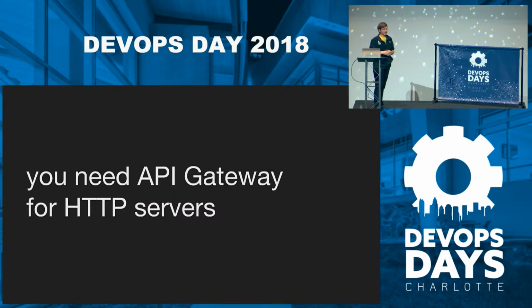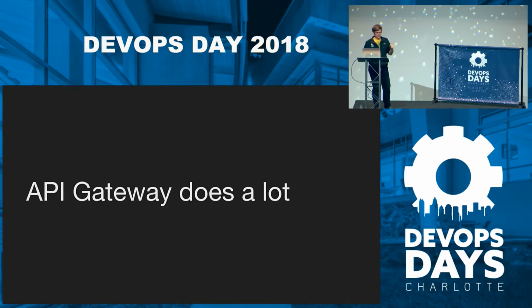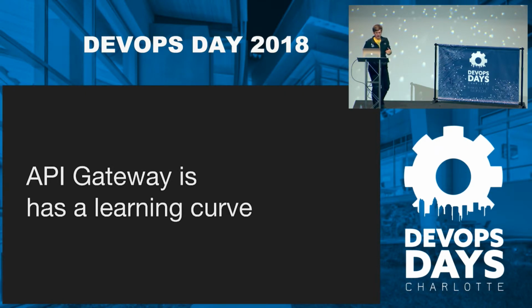For HTTP servers, you connect Lambdas to a product called API Gateway. It works pretty well overall. API Gateway does a lot, though, and because of its doing a lot, it has a pretty steep learning curve as you get into it. We'll talk about some tools in a minute for making this stuff easier, but this is something to keep in mind, especially if you have existing tools for managing AWS infrastructure.